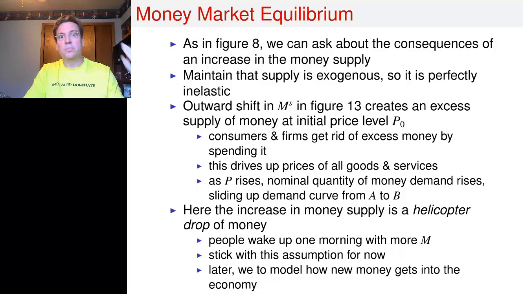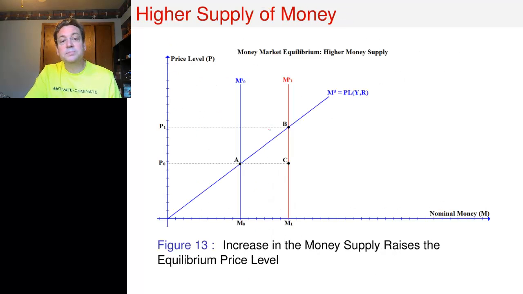So people wake up one morning and they have more money. And for now, we're going to stick with this assumption. Later, it's going to turn out that it matters how money actually gets put into the economy. Okay, but the helicopter drop for money shows up as this rightward shift in this perfectly inelastic money supply function. Money demand function doesn't shift when supply shifts.